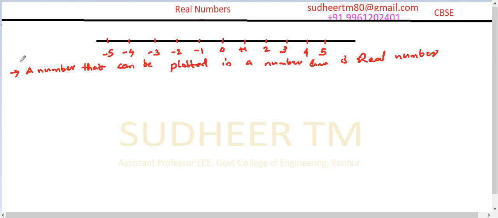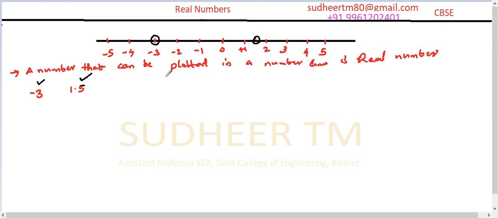Okay, for example, let us consider a number, say -3. Where is -3 in the number line? Here. So -3 we are able to plot and represent on a number line. So -3 is a real number. And consider another number, say 1.5. Even though it is not an integer, 1.5 will be somewhere here. So that number also we can represent on a number line. So 1.5 is also a real number.